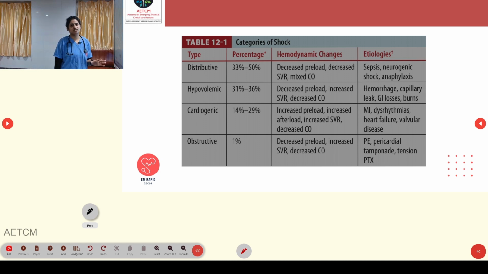The hemodynamic changes in distributive shock will be decreased preload, decreased systemic vascular resistance and mixed cardiac output. The etiologies will be sepsis, neurogenic shock and anaphylaxis. In hypovolemic, the hemodynamic changes will be decreased preload, increased systemic vascular resistance and decreased cardiac output. In cardiogenic, there will be increased preload, increased afterload, increased systemic vascular resistance and decreased cardiac output. Obstructive shock decreases the preload, with increased systemic vascular resistance and decreased cardiac output.